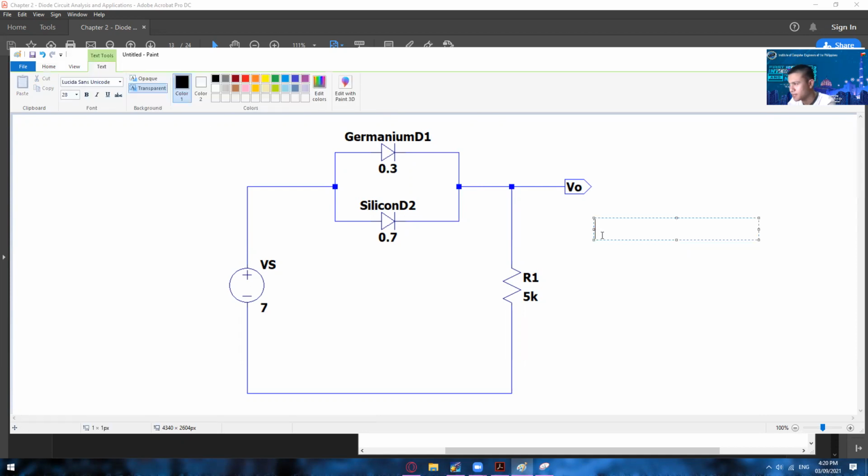So let me give you guys an option. Letter A, the value of VO, the voltage after passing through the germanium and then silicon, will be equal to 6 volts. For letter B, we have 6.7 volts, and then letter C, VO is equal to 6.3 volts. So pick one only. What are your answers? You can comment that in our chat box, and then let's see how many of you will get the correct answer.